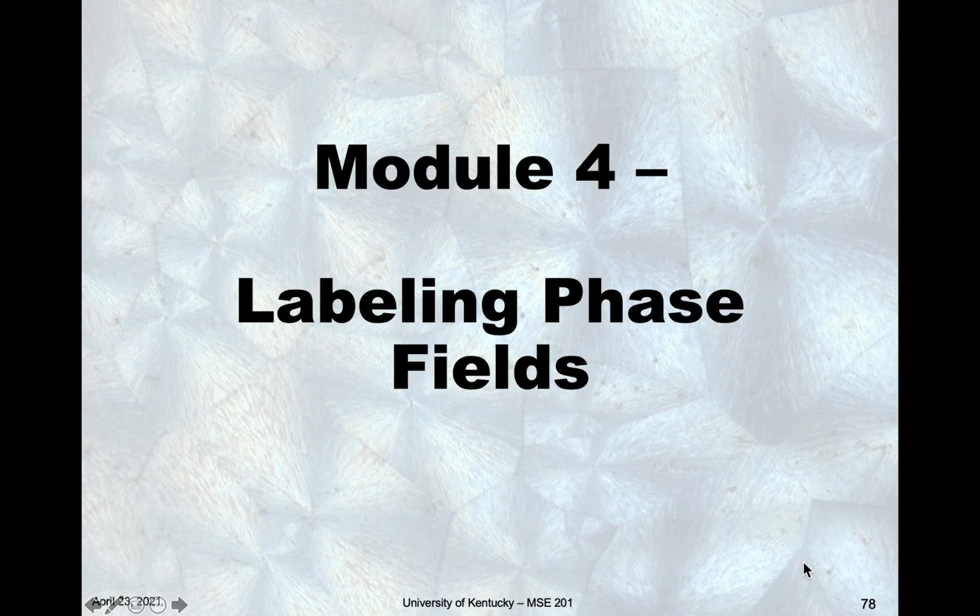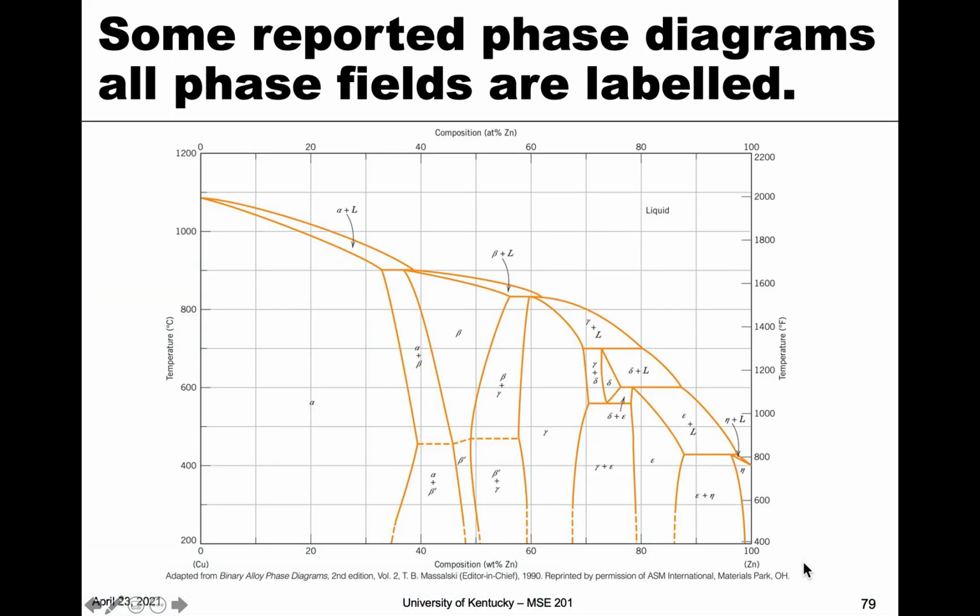All right. So in this module, we're going to talk about the labeling of phase fields and how to do that yourself when they're not always available. What you'll find when you're looking at some phase diagrams that are reported is that not all phase fields are labeled. In this case, they are. So this is again the copper zinc phase diagram. And you'll see that every single region that you can see in this diagram is labeled.